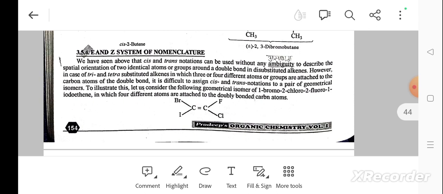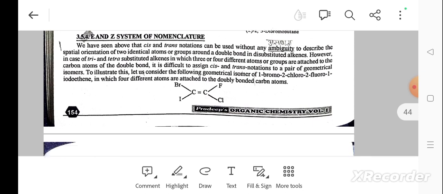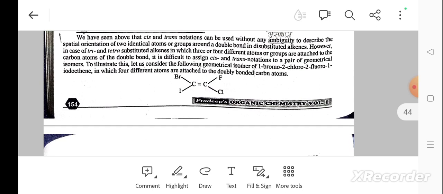E and Z system of nomenclature. We have seen that the cis and trans notation can be used to describe the spatial orientation of identical atoms or groups around the double bond in disubstituted alkenes. However, in the case of tri- or tetra-substituted alkenes, in which three or four different atoms or groups can be attached to the carbon atoms of the double bond, it is difficult to assign the cis and trans notation to a pair of geometrical isomers.